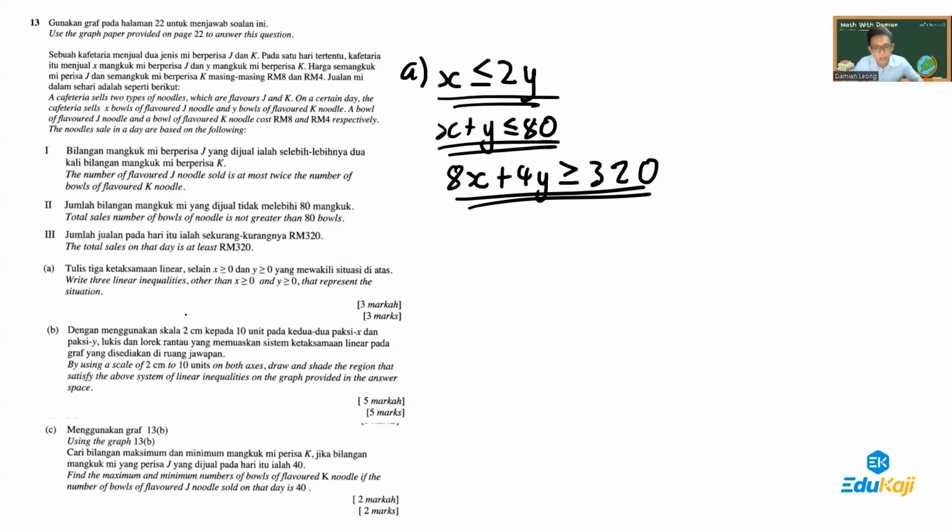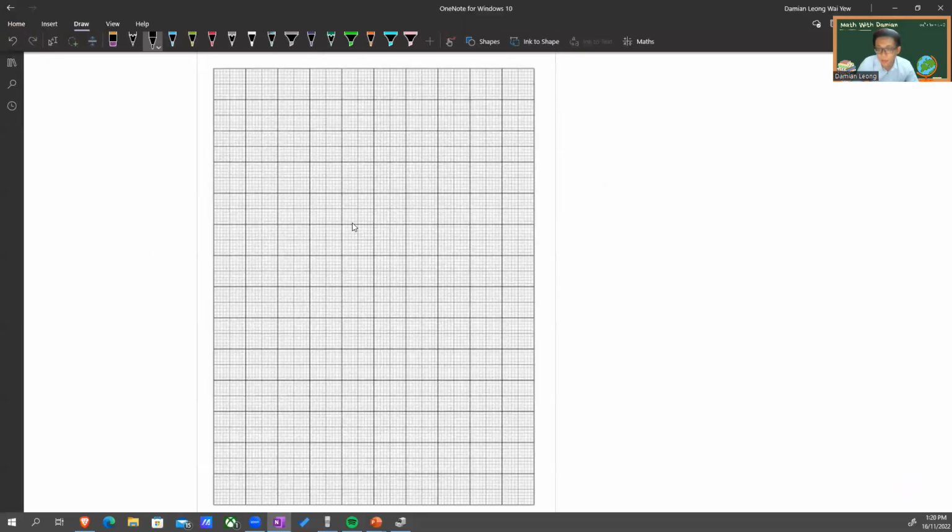Then for B, using scale 2 cm to 10 units on both axes, draw and shade the region that satisfy the system of linear inequalities on the graph provided in the answer space. So basically, I need to draw 3 lines.